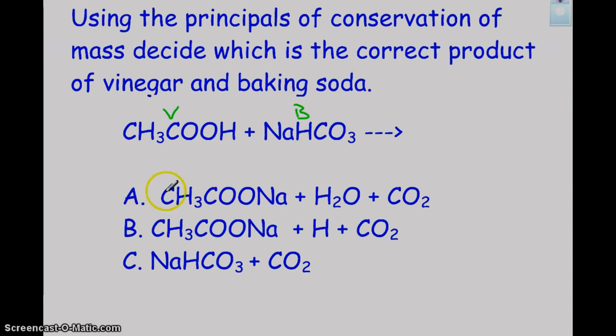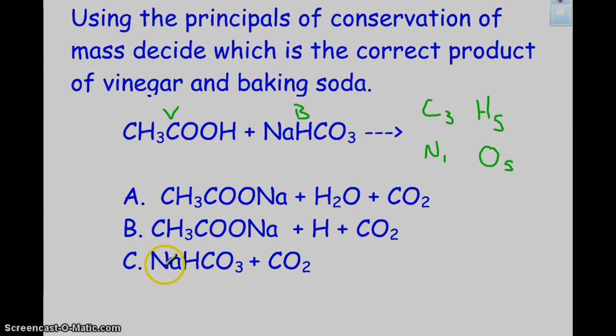Alright, well, to figure out the product, we have to figure out how many of each element are in this molecule. So we have 1, 2, 3 total carbons. Okay, so carbon 3. We have 1, 2, 3, 4, 5 total hydrogens. Okay, 5 hydrogens. We have 1, 2, 3, 4, 5 total oxygens. And we have 1 sodium. Okay, so then we have to look at these different options.